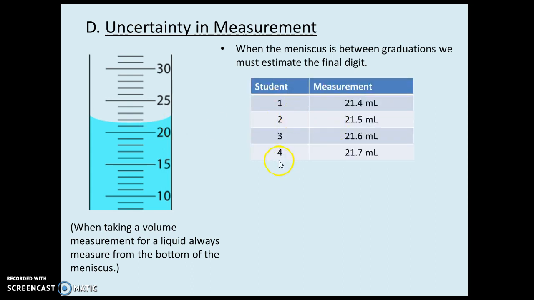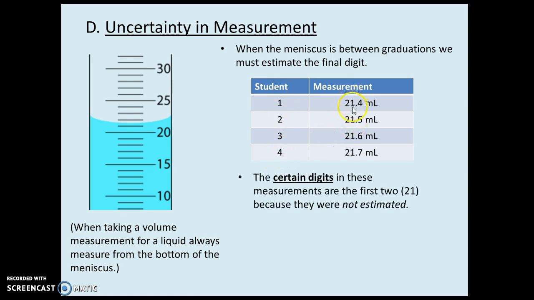If I had 4 different students take this measurement, they can all be sure of the 21, but the last digit, because this is an estimated digit, might be a little bit different. Between the lines, one might say it's 0.4, one might say 0.5, 0.6, 0.7, right? So all I know is that it's at least 21 milliliters, and you should take a guess at that middle one. If it was exactly on the line, you should use a 0. If it's perfectly on the line, you'd put 21.0, because that would tell me that yes, it's definitely on the line.